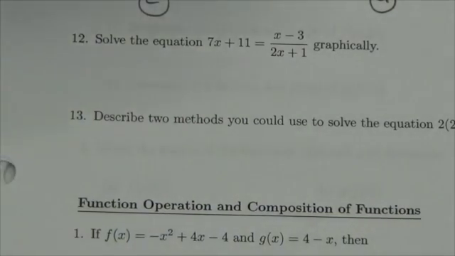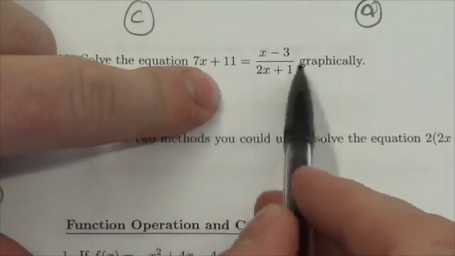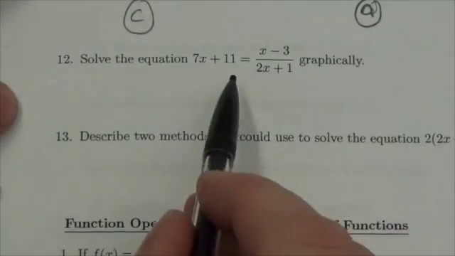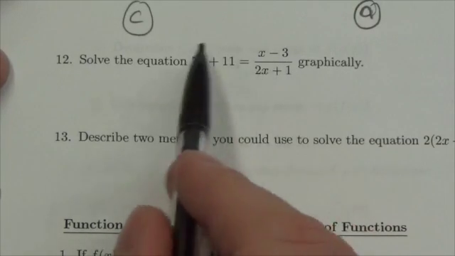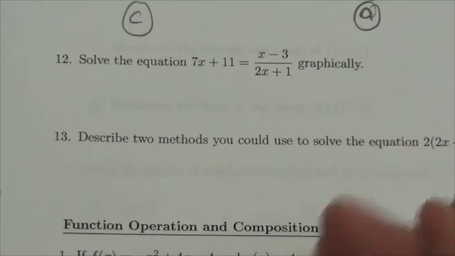Now there's a couple of different ways to do this. One way is to graph the left side of the equation, graph the right side of the equation, and look for points of intersection between the two, where they are equal to each other. Because I've only got x's in this equation, what I'm looking for will just be the x coordinates of those points of intersection.